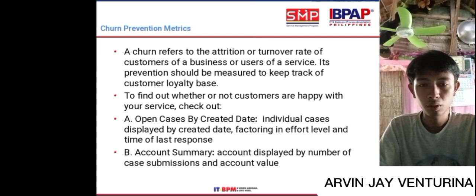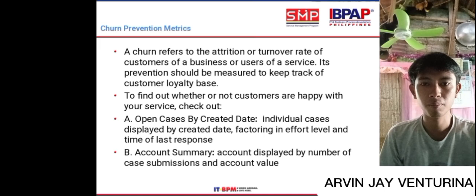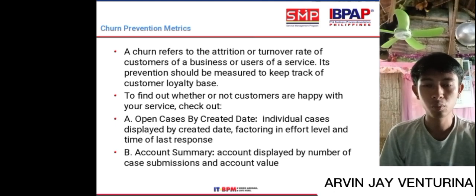We can look at a couple of key things to gauge customer happiness and predict potential churn. Open cases by created date. This shows us how many customers are having issues and when they reported them. We can see if problems are piling up, how much effort we're putting into solving them, and how quickly we're responding. If cases are increasing or taking too long to resolve, it is a warning sign.